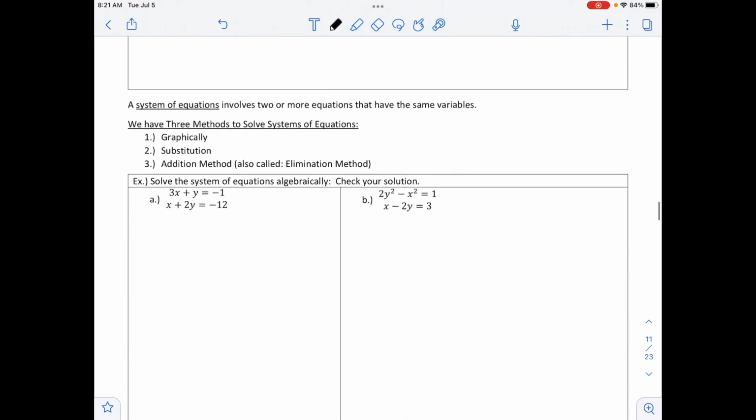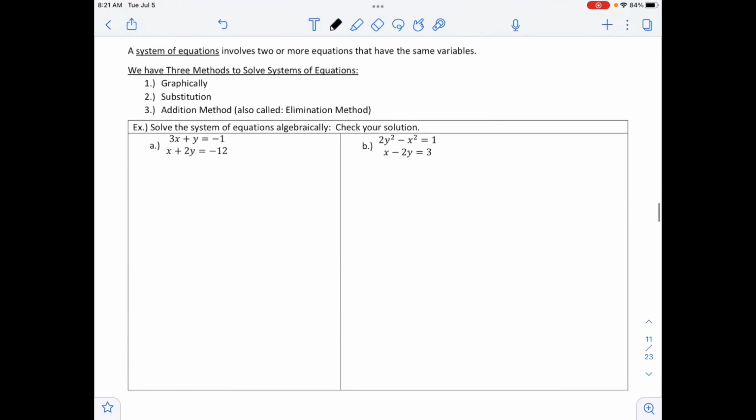The last topic that's discussed in this section is systems of equations. A system of equations involves two or more equations that have the same variables. And we have a few different methods for solving them. One is graphically, one is substitution, where you would isolate one of the variables and substitute it into the other equation. And the addition, also called the elimination method, where you line up those variables and then you subtract those two equations to eliminate one of those variables.